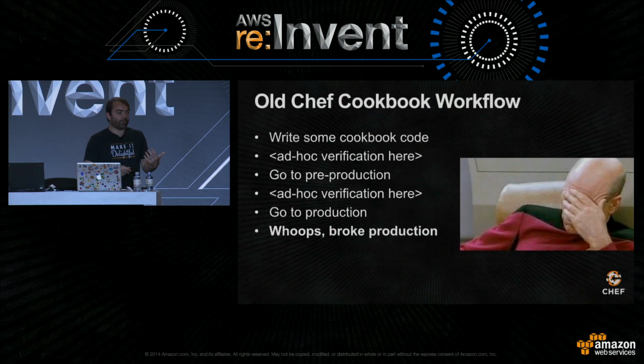So the old workflow for developing Chef cookbooks was we'd write some cookbook code. We maybe do a vagrant up, right? Vagrant provision if I have the machine already working. I verify that it works. Maybe it breaks. I go to pre-production. I do some more ad hoc verification. I go to production and then broken production, right?